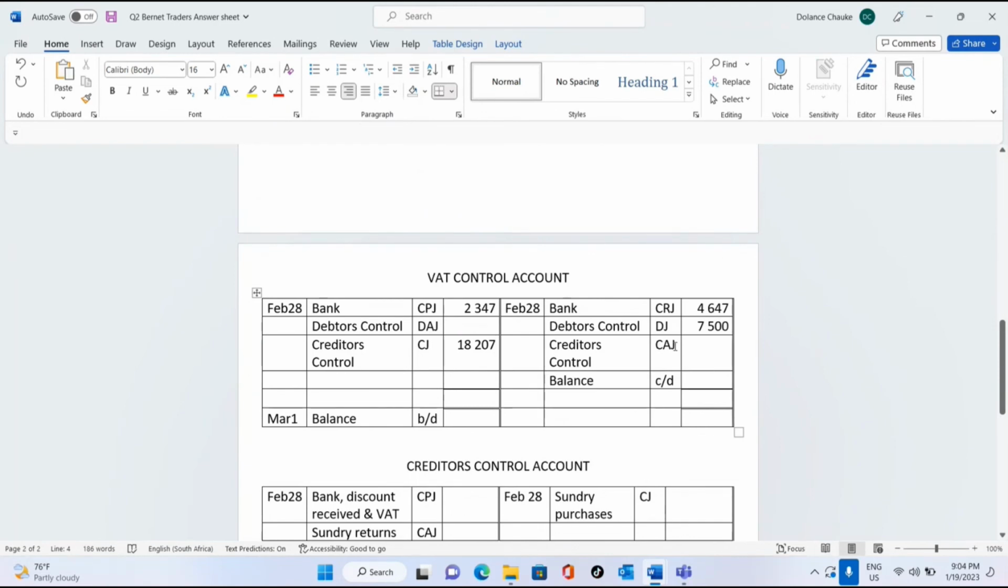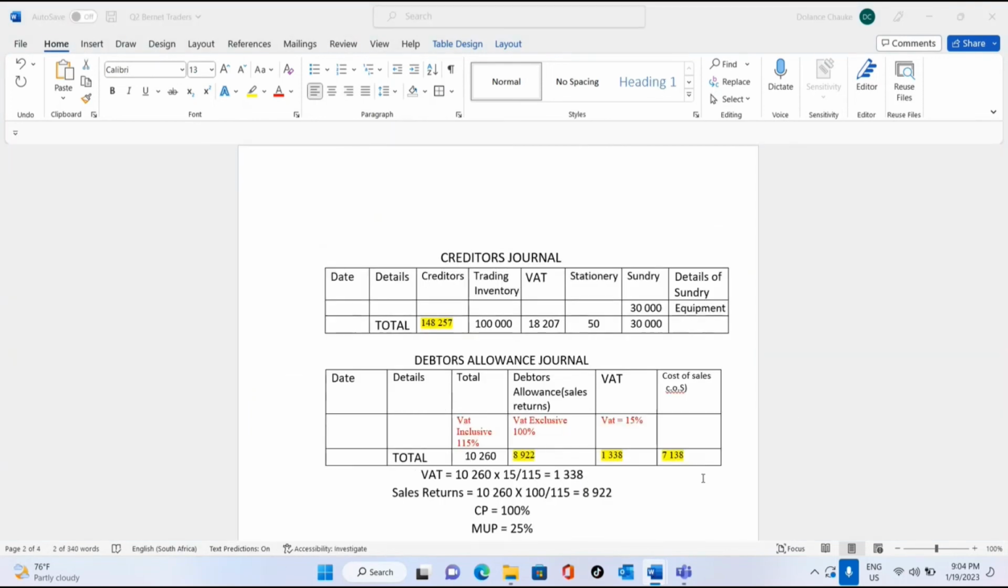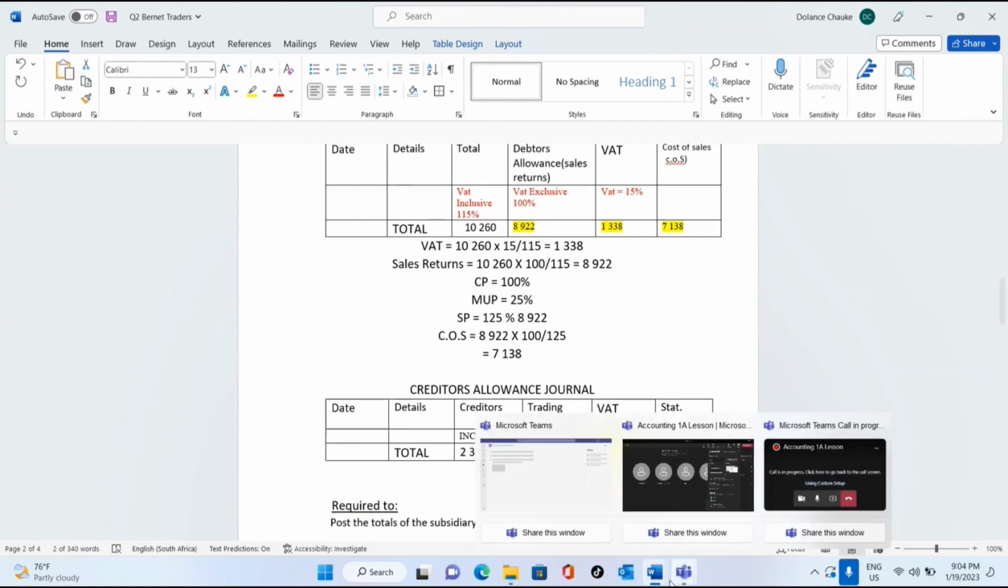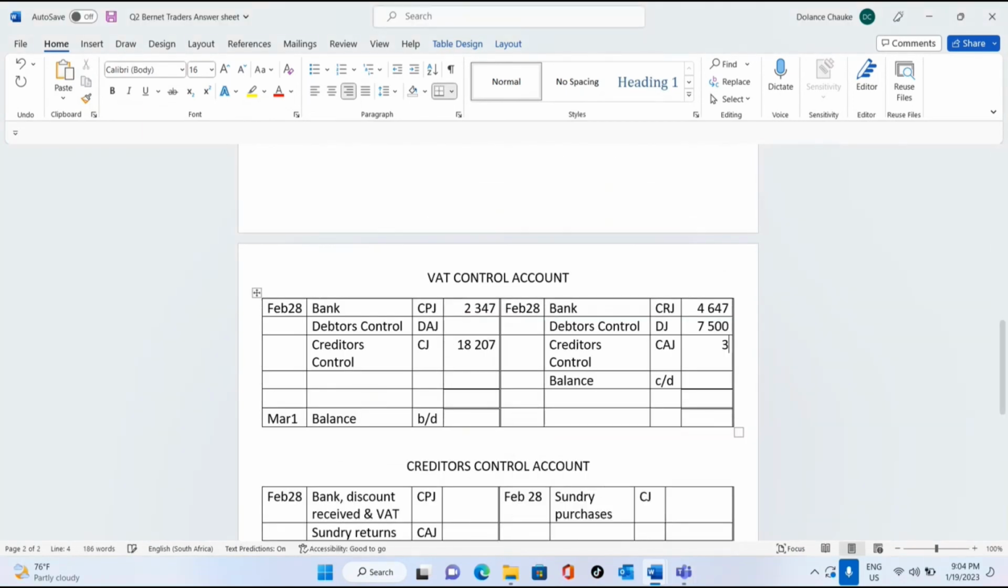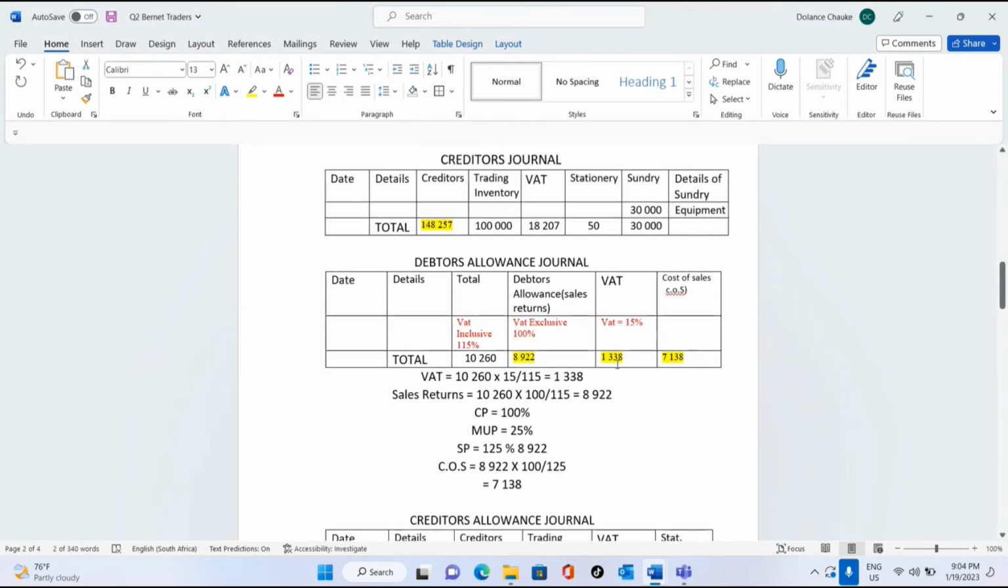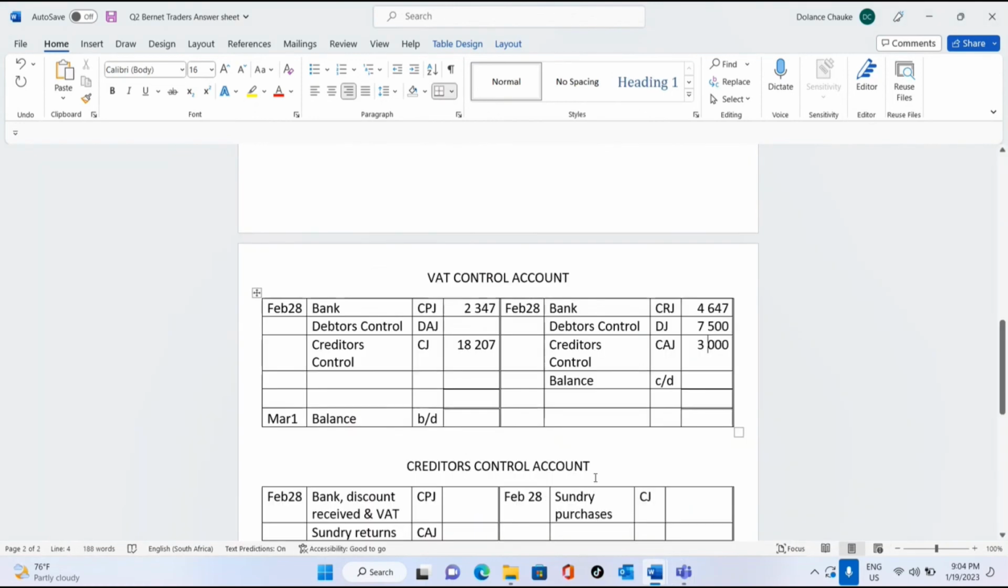And then we are going to our creditors allowances journal, CAJ. Let's go there. Your VAT is 3,000. So we're going to take that 3,000 into our answer sheet there. And then I left the debtors allowances journal. Let's go to our debtors allowances journal in the calculations. Our VAT is 1338. Let's go to our answer sheet and record. Our VAT is 1338, so it's going to come there.